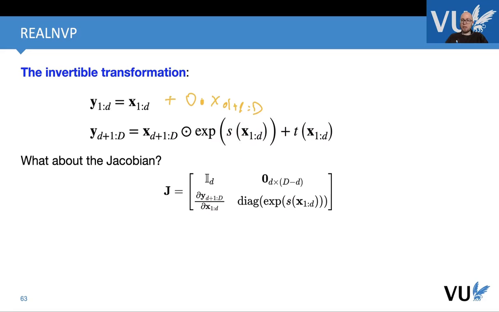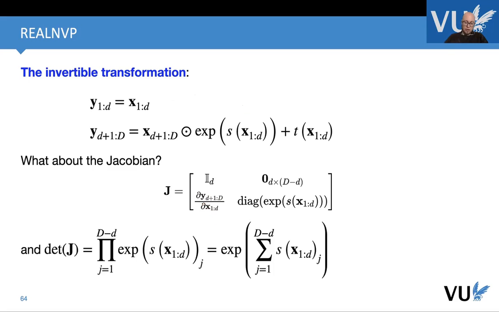And why is this beautiful? Because if we want to calculate the determinant of such a matrix, remember, we don't care about this part, we don't calculate it for now. When we calculate the determinant, it is simply the diagonal of this matrix, because here we have zeros, and this is in general a triangular matrix.